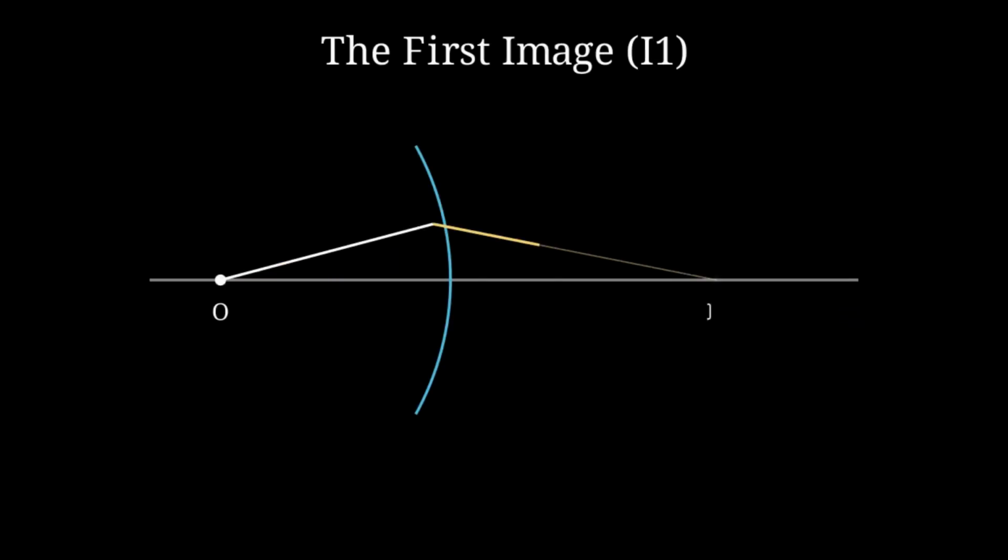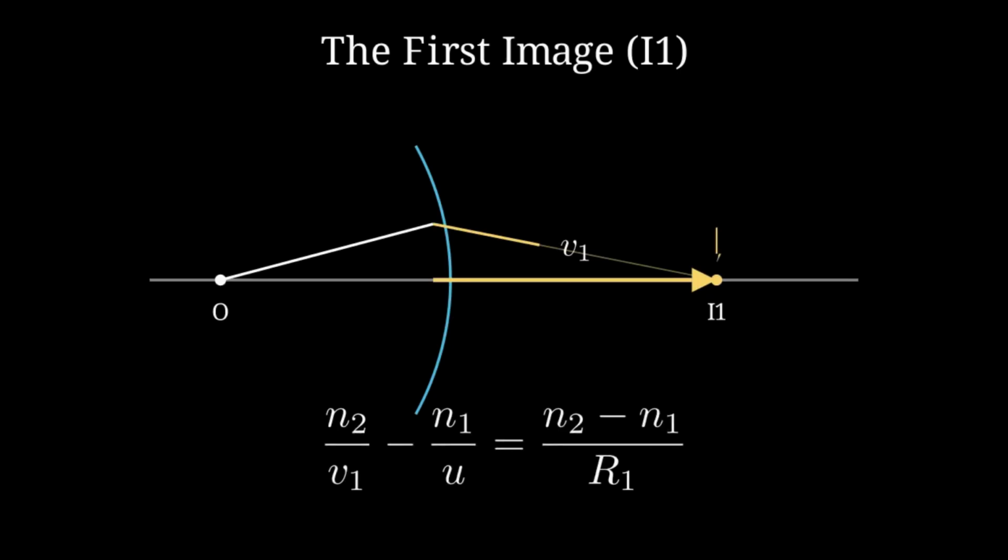The first surface forms an intermediate image at distance v1. Using the spherical surface refraction formula, we relate the object distance u and image distance v1 to the refractive indices and the first radius r1.